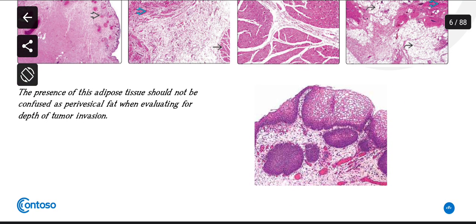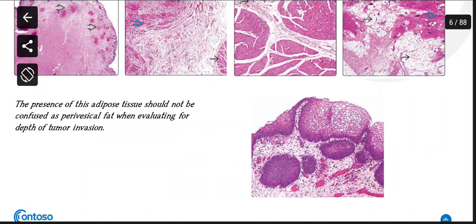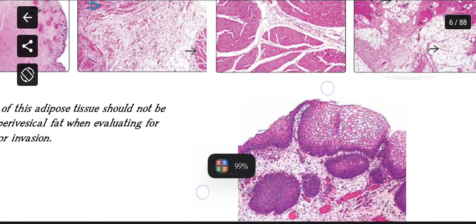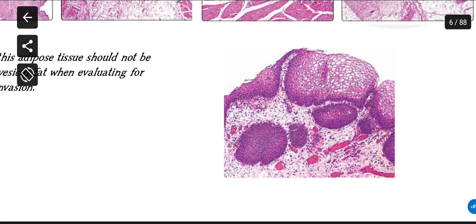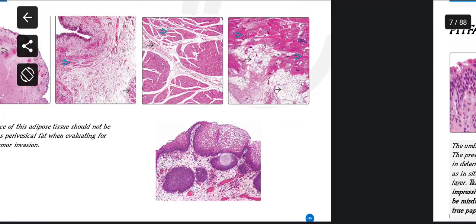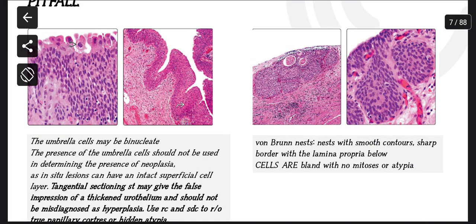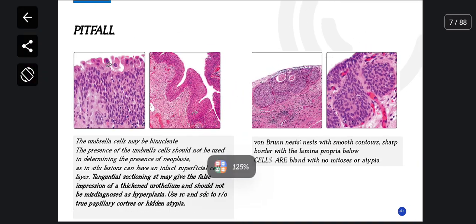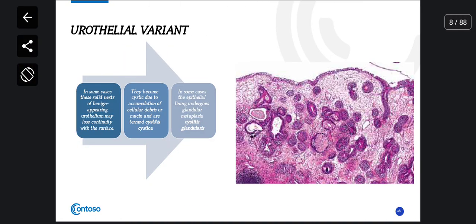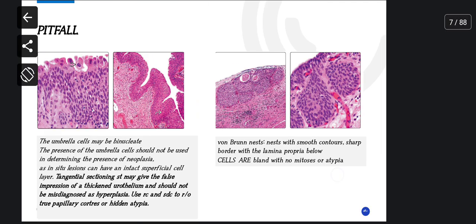Also, these are von Brunn nests. Von Brunn nests are solid, with smooth contours and sharp borders with the lamina propria. The cells are bland with no mitosis and no atypia. The same cells can undergo proliferative changes with cystic change, called cystitis cystica, and if they undergo intestinal metaplasia, we call them cystitis glandularis.